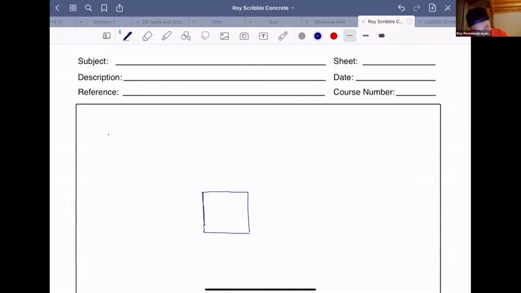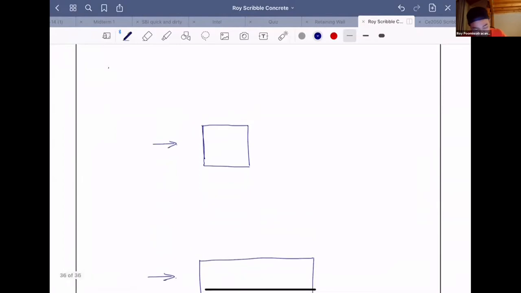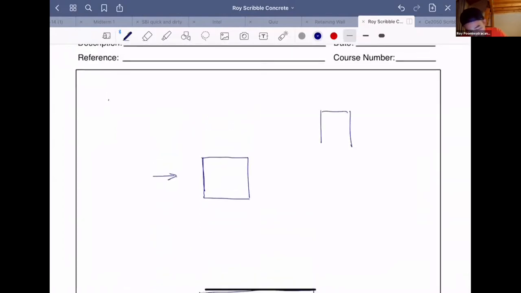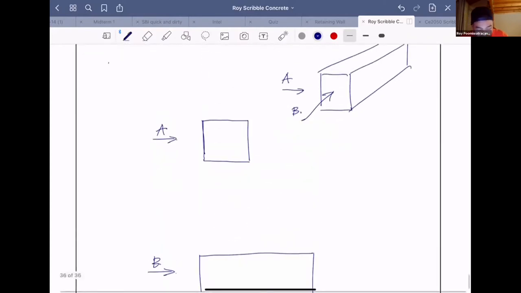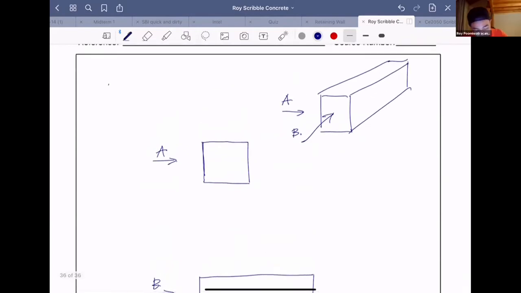So you've got your F sub P going this way, and then we also have it going this way, right? And so what is the difference? Well, if it's this way, let's say that's A, that's A. If it's this way, that's B, and that's B. Do you guys see that? Yes. So then if you have whatever load this is, let's just say it's equal to one.